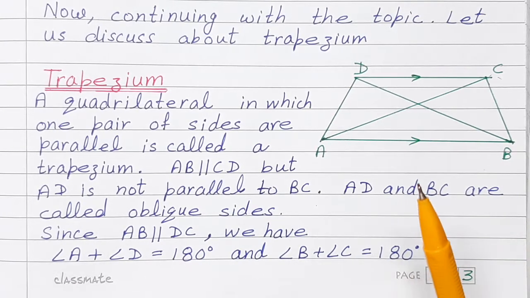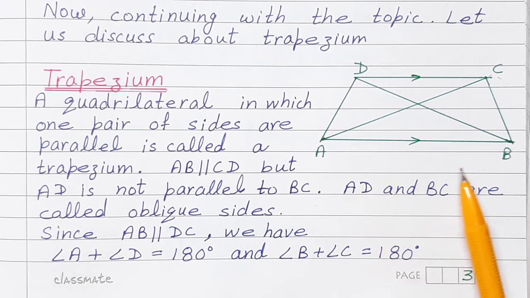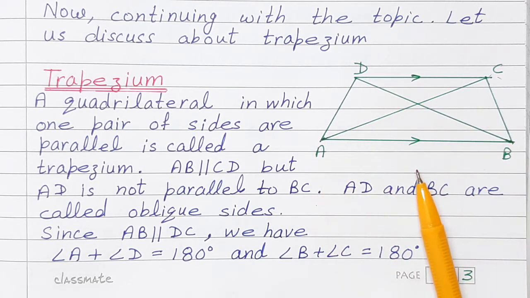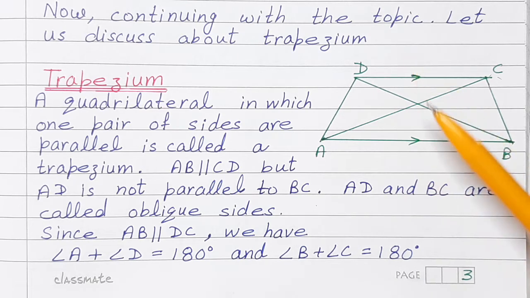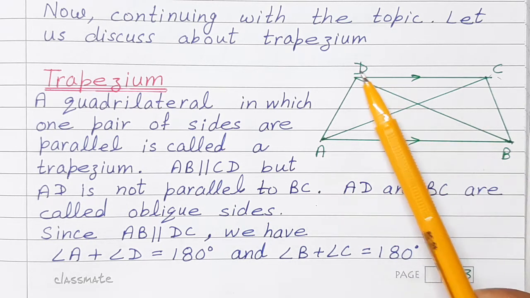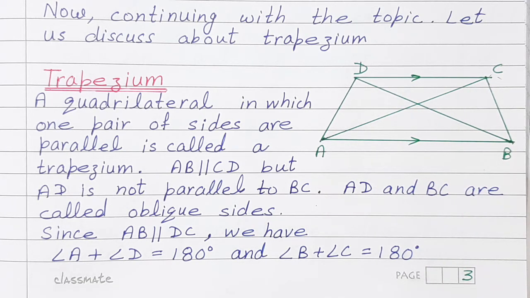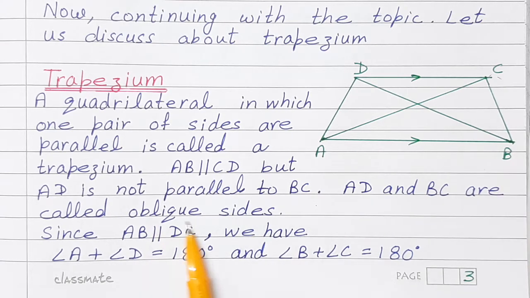So children, what is a trapezium? A trapezium is a quadrilateral in which one pair of opposite sides are parallel. Here AB is parallel to CD, but AD and BC are not parallel, right? Here AD and BC are called oblique lines, oblique sides you can say, right?